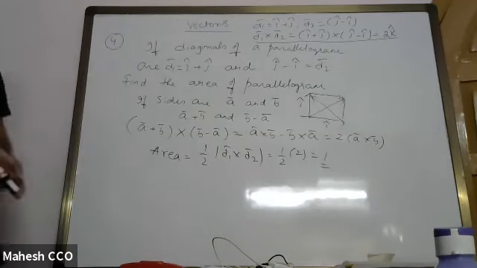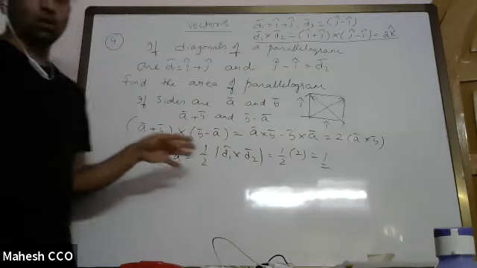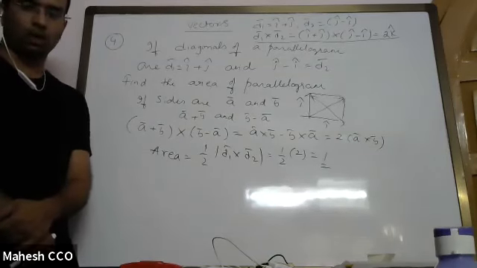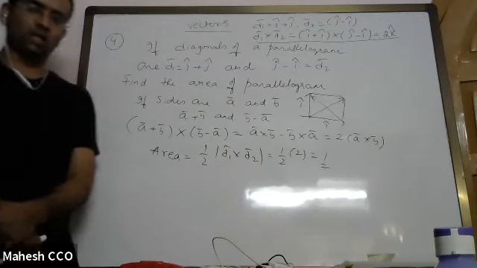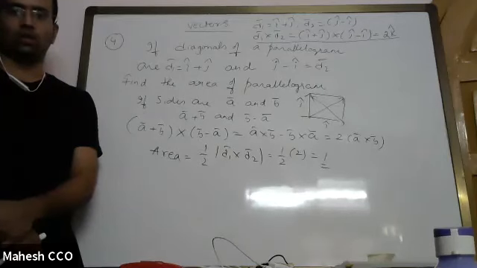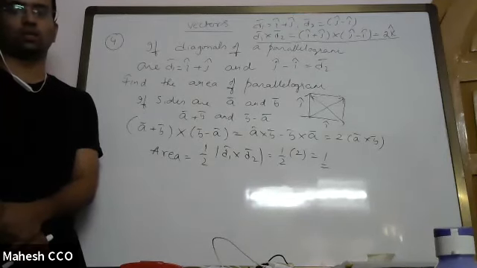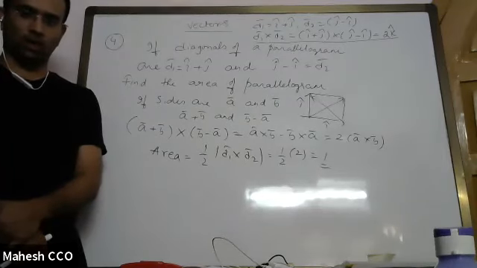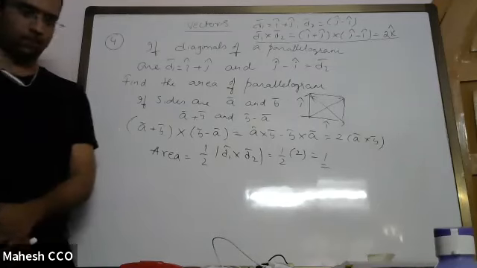So basically the area of a parallelogram where the sides are A bar and B bar, earlier we discussed as A bar cross B bar. Today we have learned one more thing, that it can be written as half times d1 bar cross d2 bar, where d1 bar and d2 bar are the diagonals of this parallelogram. That is the idea.